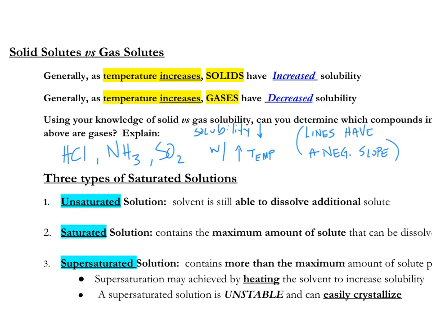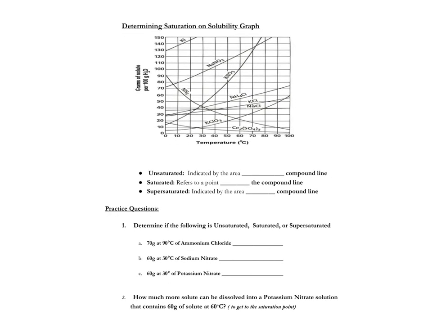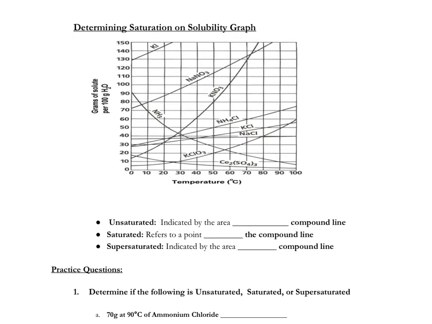All right. Moving on to the last page here, the interpretation of the solubility graph. You've looked at, hopefully, 3 types of saturation or solubility. There's saturated, unsaturated, and supersaturated. Let me zoom in a little bit for you.